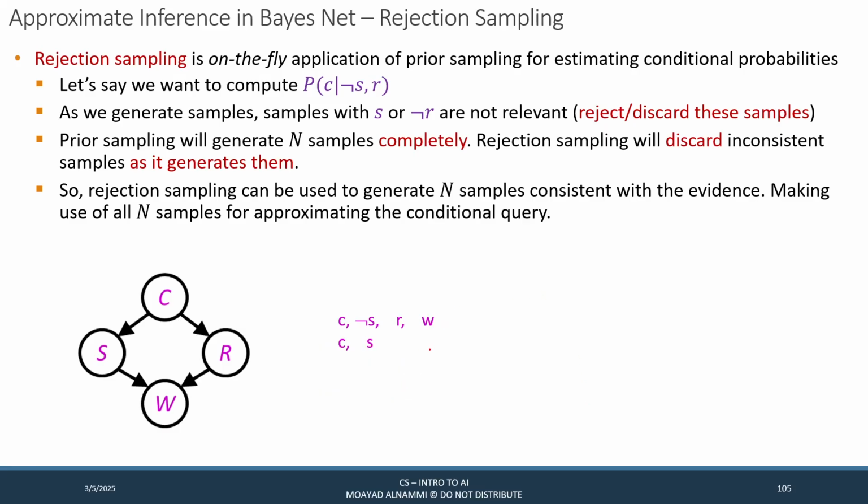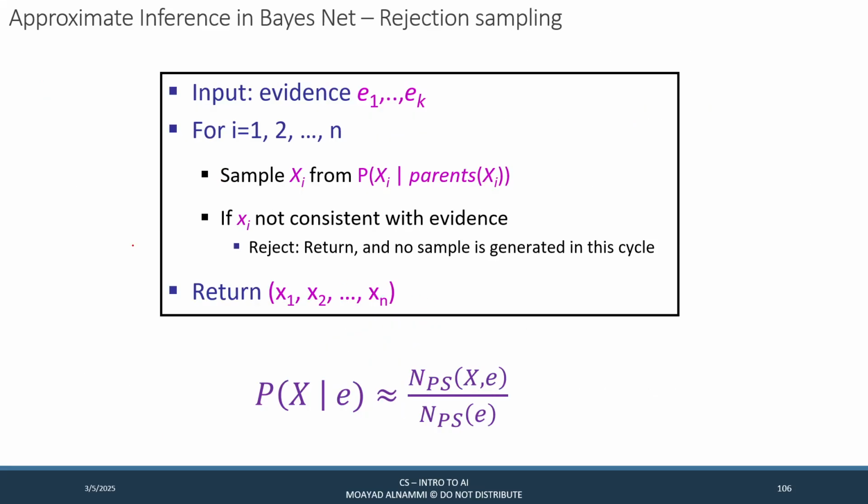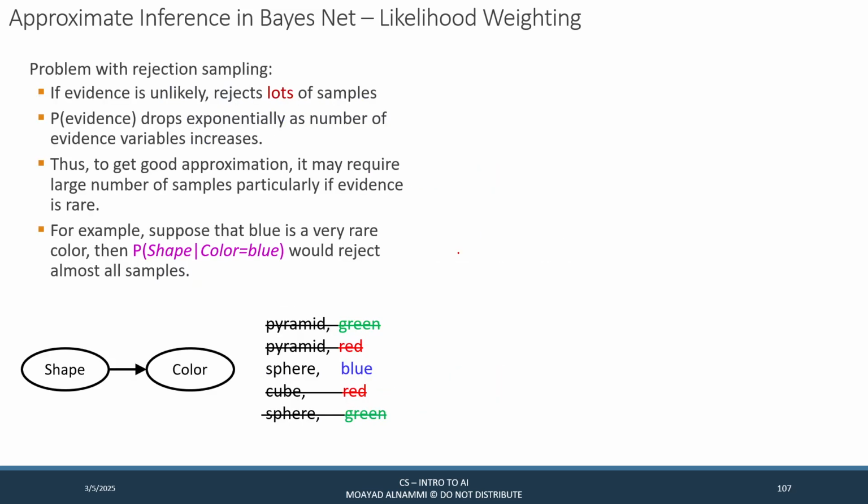Whereas in prior sampling, I would have continued to generate all the samples completely, and then rejected these samples afterward. So rejection sampling is on-the-fly application of prior sampling. That's the main difference. This is just the algorithm for it. If xi is not consistent with the evidence, then I stop the generation of the sample.